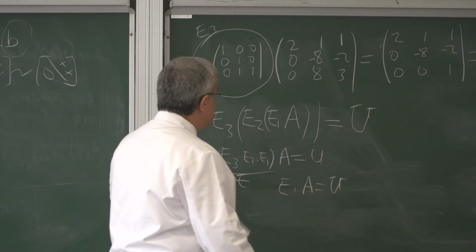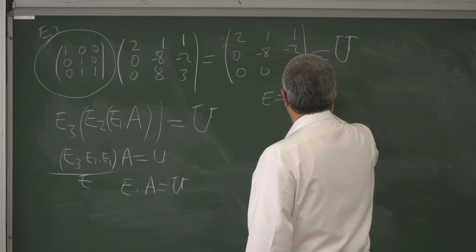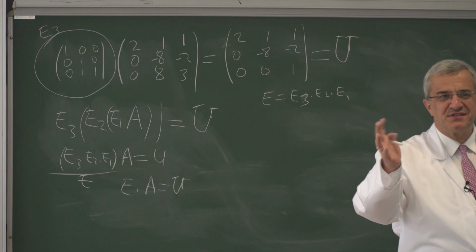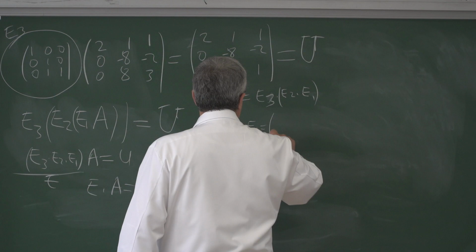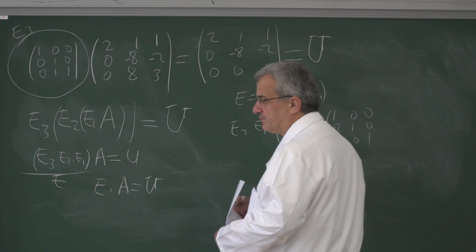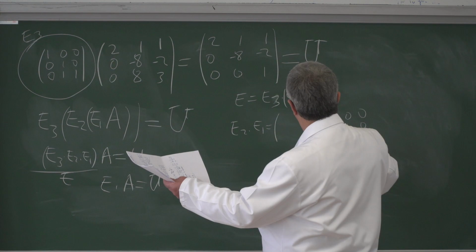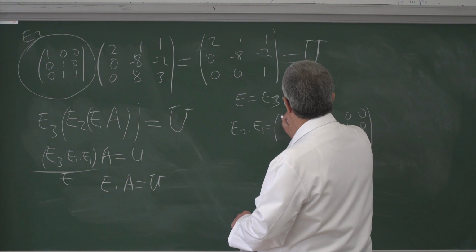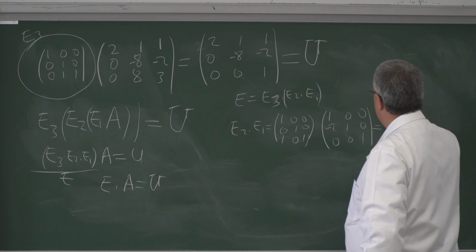So how does this matrix E look? Let's have a look at that. So E is E3 times E2 times E1. Of course, the order is important, isn't it? In matrix multiplication, you cannot just arbitrarily change the order. It's not like numbers. So let me first multiply E2 times E1. So E1 is 1, 0, 0, minus 2, 1, 0, 0, 0, 1. Yes, this is E1, and E2 is 1, 0, 0, 0, 1, 0, 1, 0, 1. So let's multiply this together.